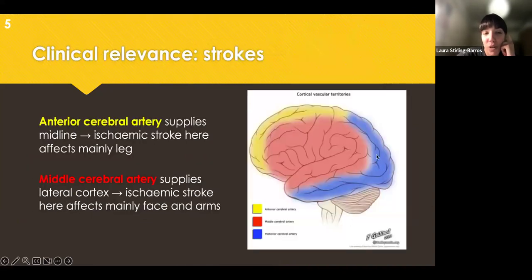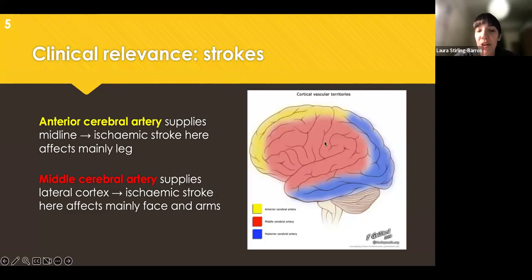It's important to remember that it's the legs in the middle, and then the face and hands laterally, in strokes. So the anterior cerebral artery supplies the midline, whereas the middle cerebral artery supplies the lateral side of the cortex. And you can remember, because the legs are hanging down into the middle of the brain, they will be affected by an anterior cerebral artery occlusion. Whereas the face and the arms, which are hanging down here, will be affected by a middle cerebral artery occlusion.